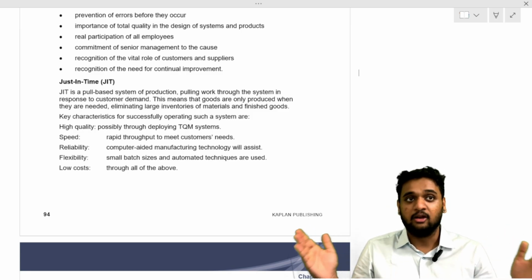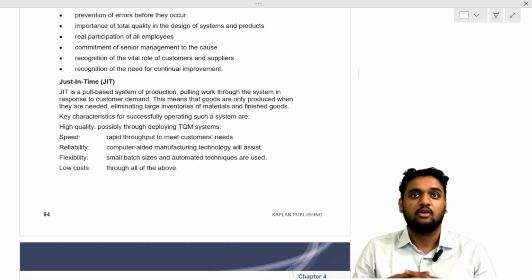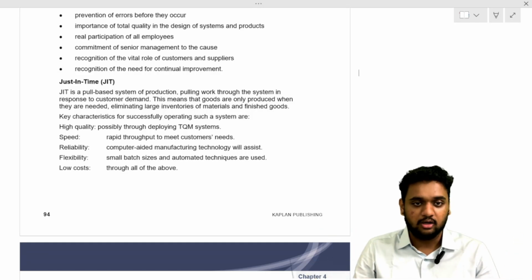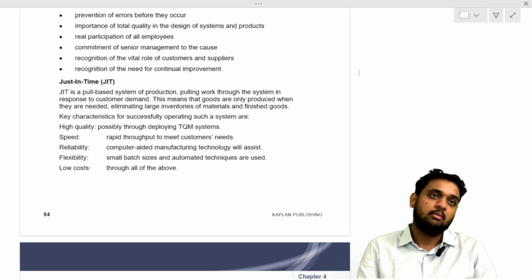Sometimes you have to keep it in cold storage. Vegetables and all, if you buy, you can keep them for 2 months, but now you keep them in cold storage. Huge AC cost will go. To consider all this, they brought in something called just in time. Just understand the concept of just in time, nothing more.